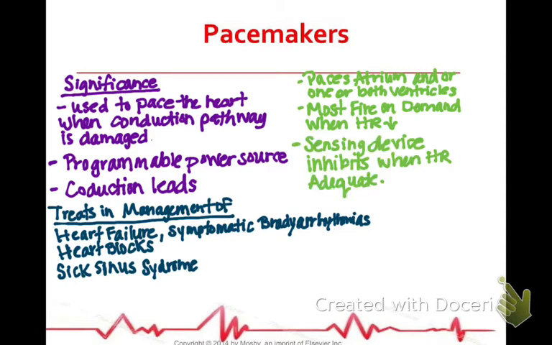So inside that power source is a sensing device that inhibits it from firing when the heart rate is adequate. Like I said earlier, if your heart rate is 80 and it's set to sense at 60, set to pace, then you're not going to see any spikes. So it's programmable to sense the heart rate.